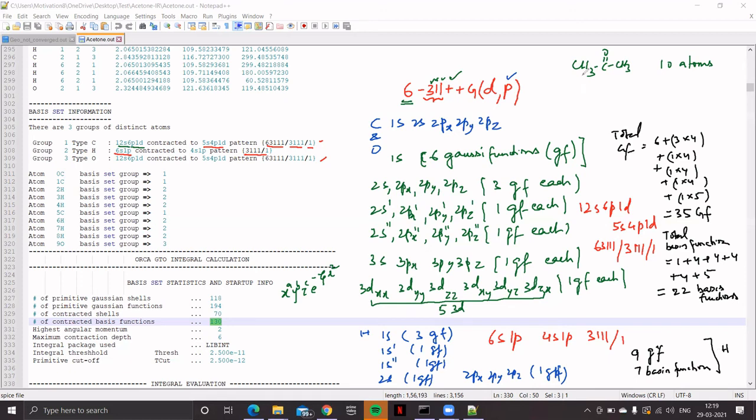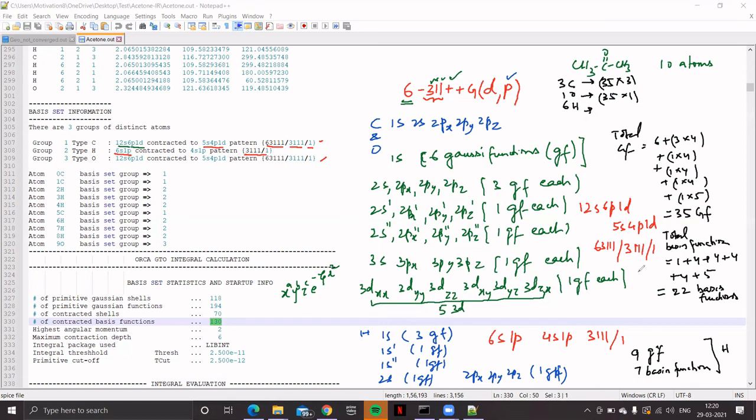Now the molecule has 3 carbon atoms, 1 oxygen atom, and 6 hydrogen atoms. So for 3 carbons, total Gaussian functions will be 35 into 3. For 1 oxygen atom, it will be 35 into 1. So total it will be how much? 35 into 4, that is 140. 140 total Gaussian functions for carbon and oxygen.